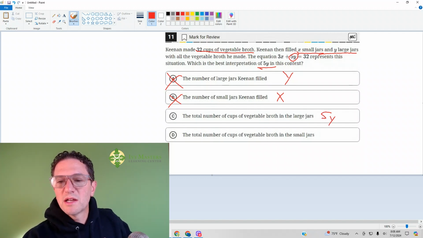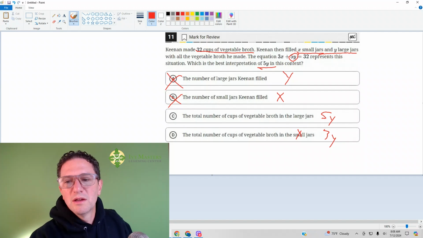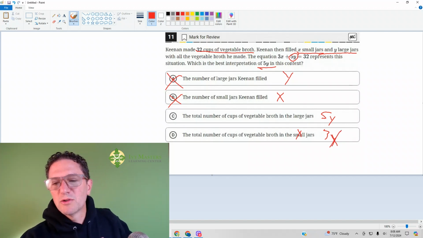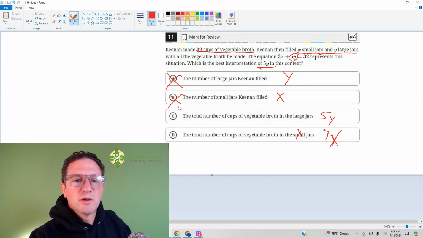Also, you know Y is attached to large jars, so it wouldn't make sense that it's associated with small jars. And if you don't know that, 3Y would be 3X, because X is the number of small jars, would be that result. So C is your answer.